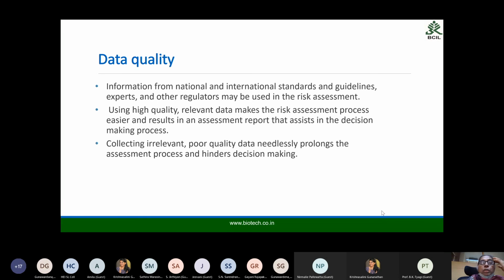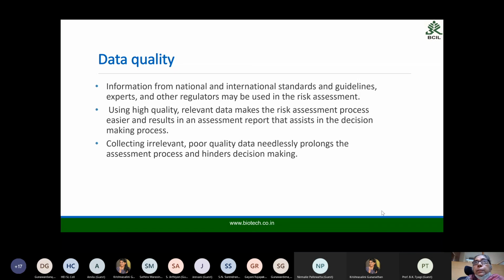Risk assessors also, for their confirmation, take material from risk assessment reports on the Biosafety Clearing-House and other resources, as there are risk assessment reports by other countries. Data quality information from the national and international standards and guidelines, experts and other regulators may be used in the risk assessment. Using high quality relevant data makes the risk assessment process simpler, easier, and results in a report that assists in the decision making process.